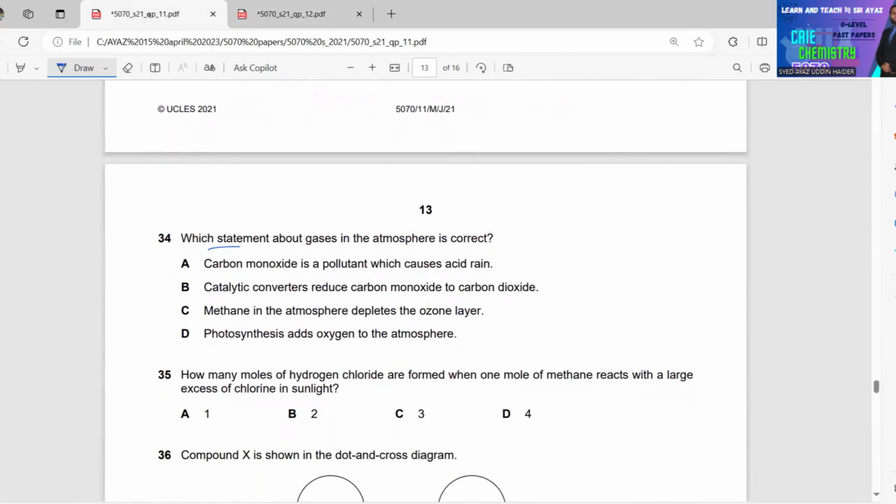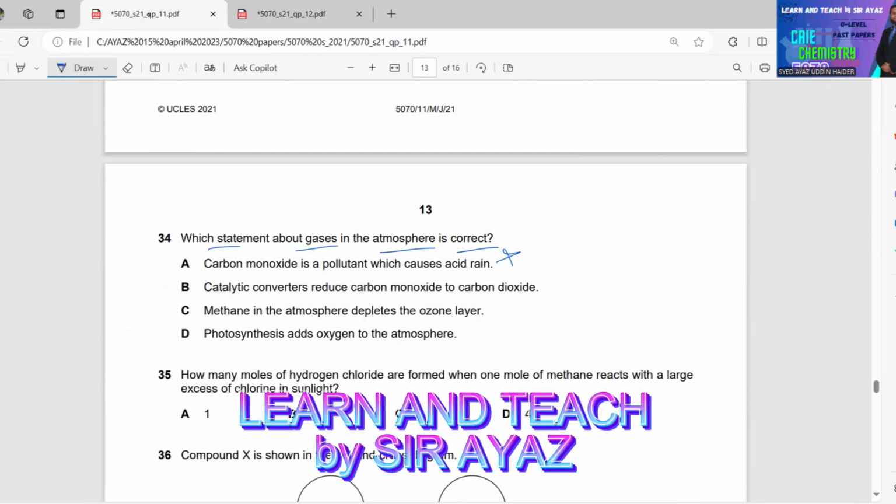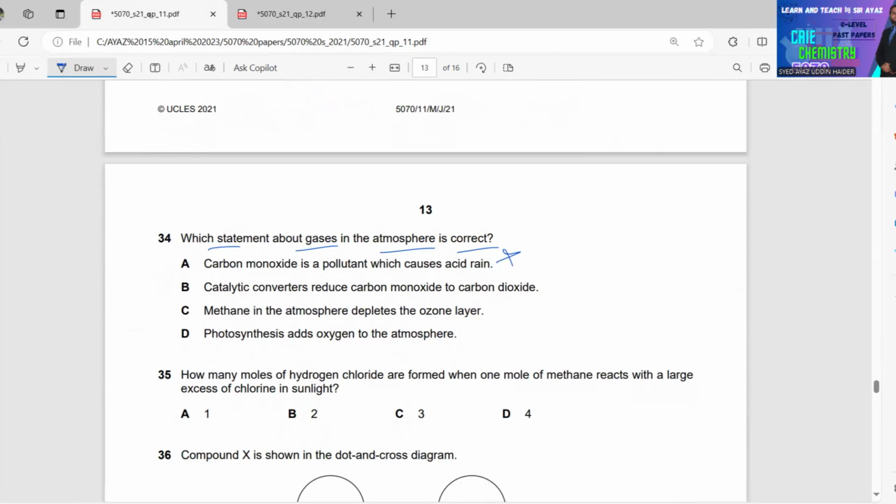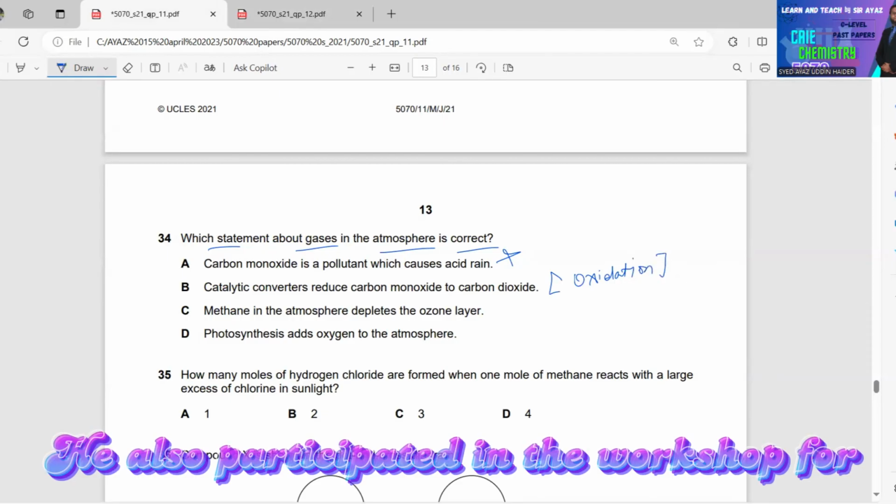34. Which statement about gases in the atmosphere is correct? A. Carbon monoxide is a pollutant which causes acid rain. This is wrong. Carbon monoxide is a poisonous gas. It does not cause acid rain. B. Catalytic converters reduce carbon monoxide to carbon dioxide. This is oxidation, not reduction. So this is also incorrect.